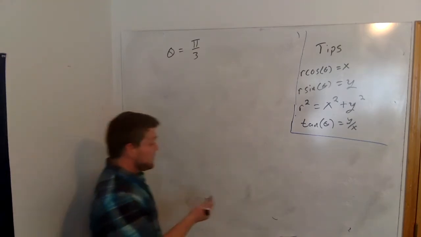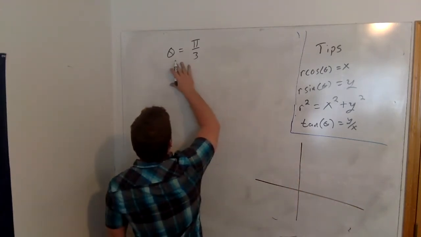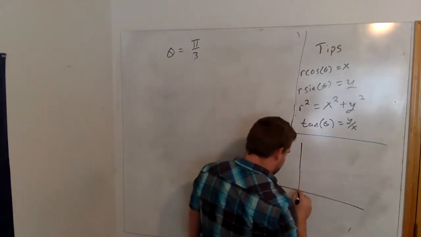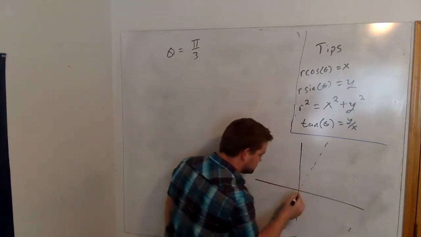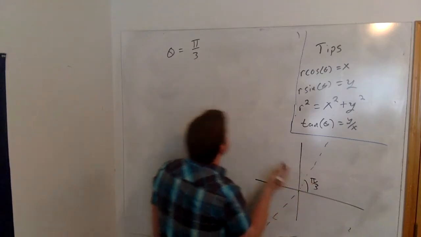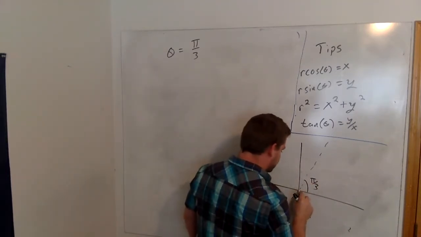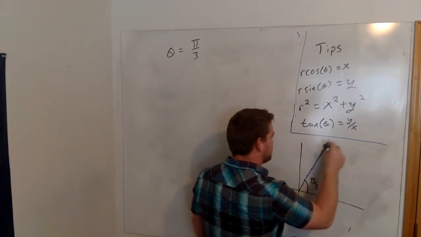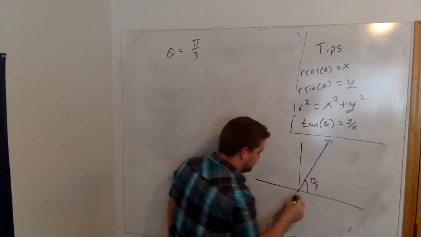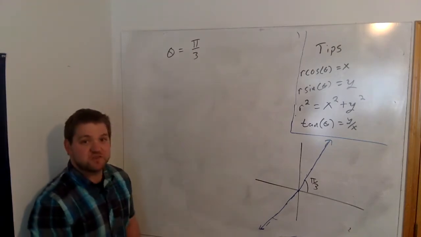What this is saying is that the angle is always pi over 3. So the angle is always pi over 3, and the radius can be whatever it wants. So I hope you believe if the radius is positive, we'd be going out this way. If the radius is negative, we'll be going this way. So this is just the equation of a line.